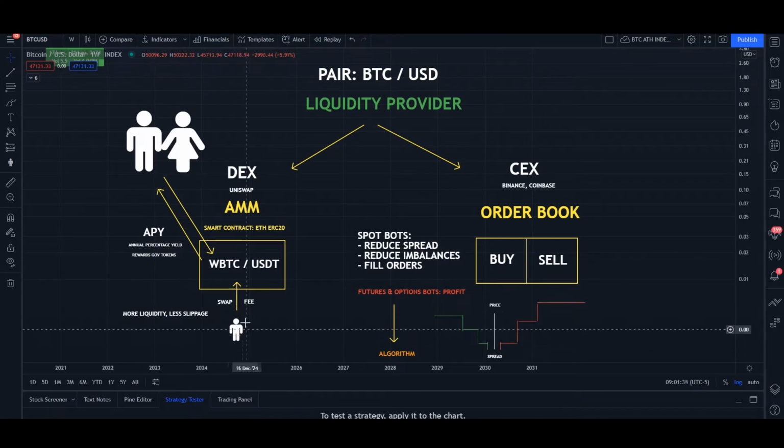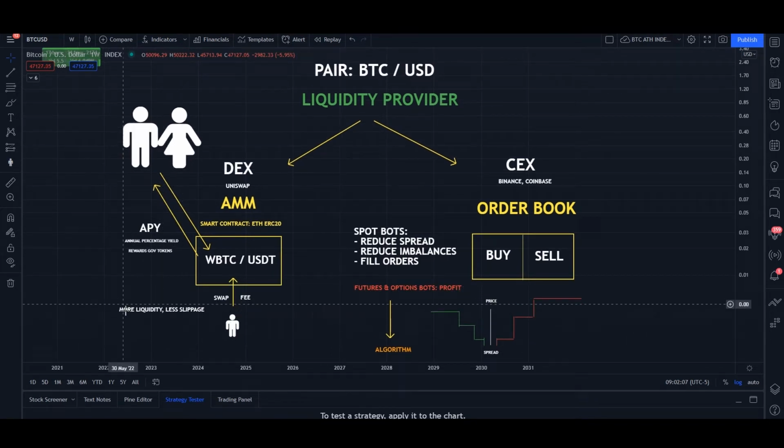So for example, I am the client, I come to Uniswap, I have USDT and I want to get wrapped Bitcoin, right? So there's a certain price for wrapped Bitcoin and I swap my USDT for wrapped Bitcoin. I swap it and I pay a fee. The fee goes to Uniswap and goes through the yield to the liquidity providers, aka the stakers, right?